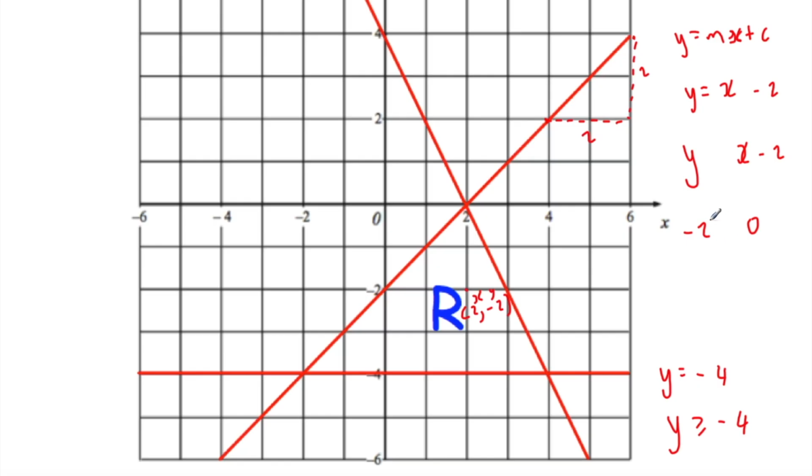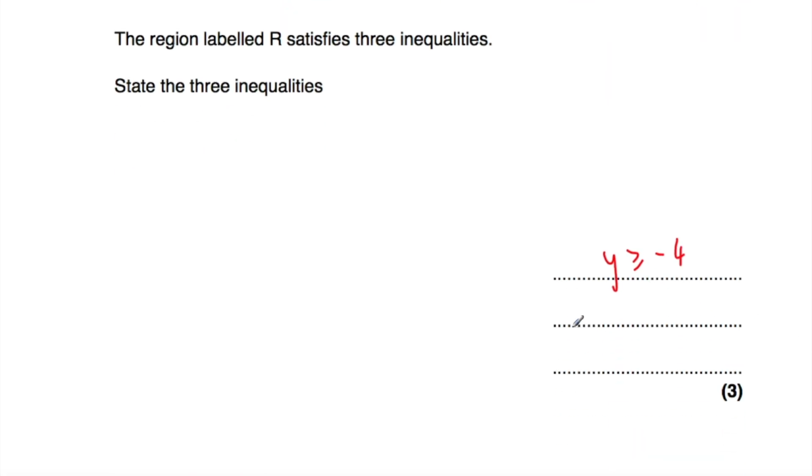So in terms of this, to get the inequality sign the right way around, we're going to need to write less than or equal to, because it's a solid line, it's got the equal to part. So that means that y is less than or equal to x minus 2. So that's our next inequality. Y is less than or equal to x minus 2.